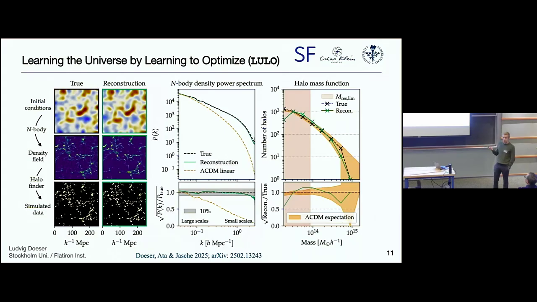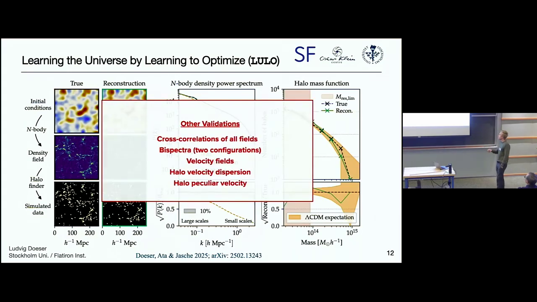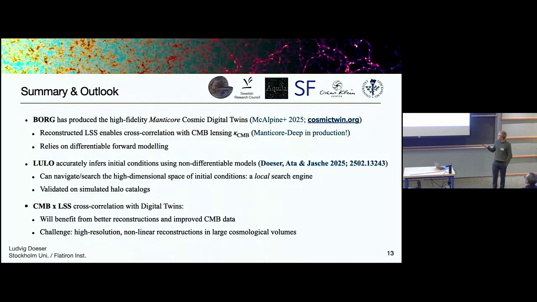And in addition to these tests, we also look at a lot of different validations which are in the paper. Everything from cross correlations to higher order statistics, bispectra, and also individual velocities of the halos that we have created. So with that, I would just like to summarize the things that we have been working on.